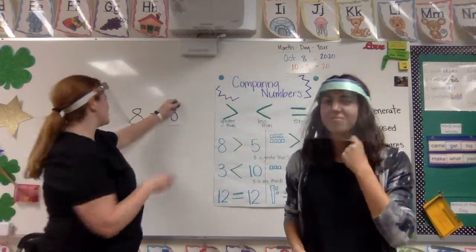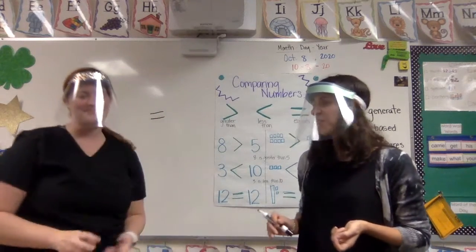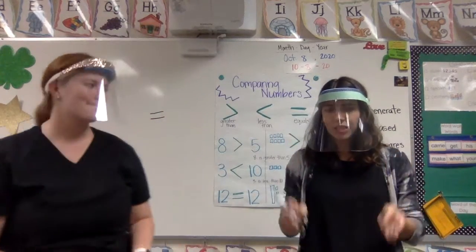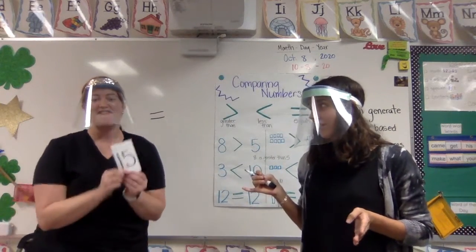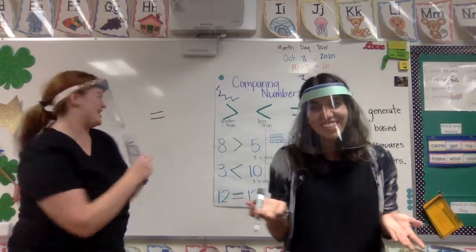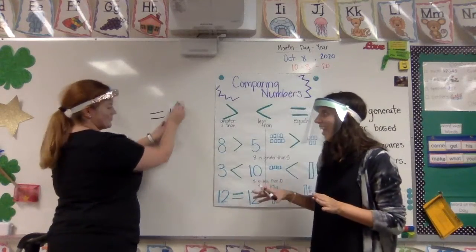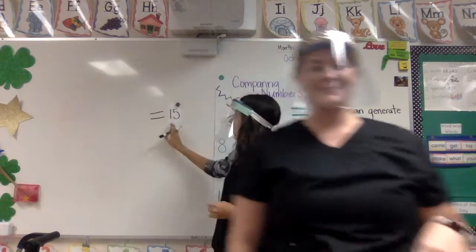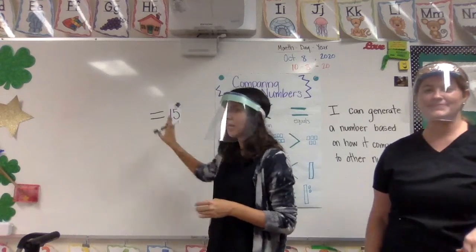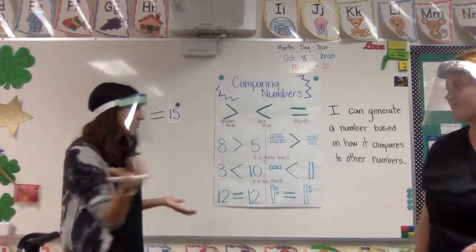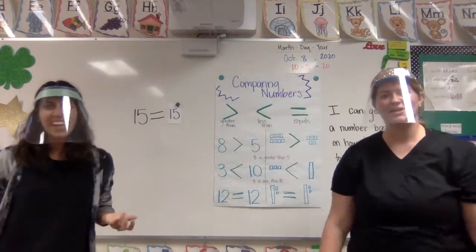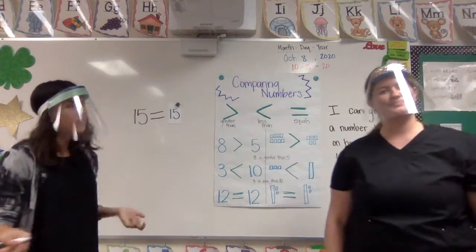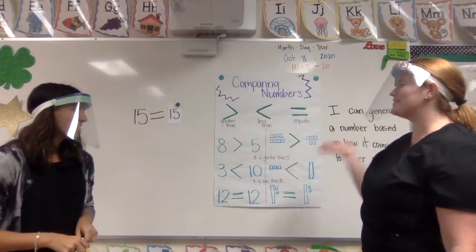Okay, Miss Lestico, do you think you can do it? I think so. I'm remembering equal means same. What's my number, Miss Lime? 15. Okay, so if I have to come up with a number that is equal to 15, I know it has to be the same as 15, which means I would just write 15 again, because 15 equals 15. That is so right, Miss Lestico.